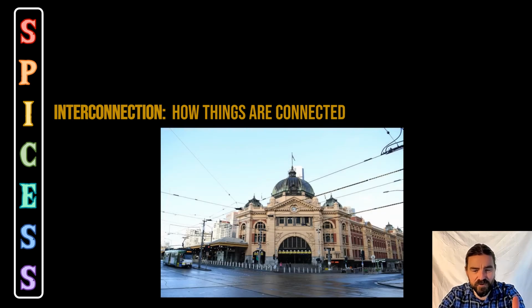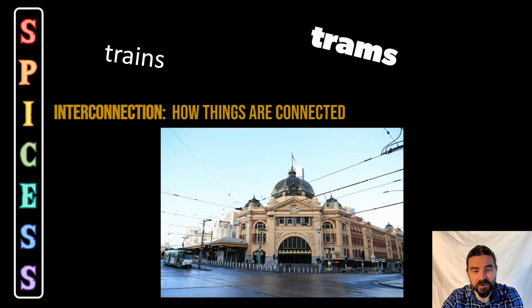So let's take, for example, Flinders Street train station, big train station in the middle of Melbourne. How is that an example of interconnection? Well, it connects different trains together. There's a very simple way of understanding interconnection. It also connects different trams together, and there you go, you can see one there. It connects different roads together. So this is a real transport hub. Trains, trams, and roads all interconnect at this exact intersection here.